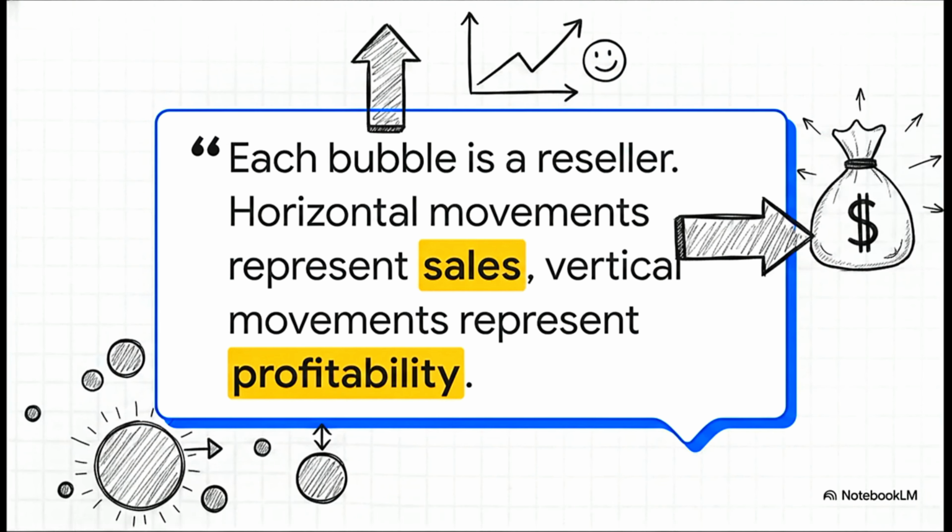So what are we actually looking at here? Well, each one of those bubbles on the screen is a reseller. And as the animation goes, you'll see them move and change. If a bubble gets bigger, that means they're selling more stuff. If it scoots over to the right, their sales dollars are going up. And if it starts floating upwards, that means they're getting more profitable. It's like a whole business report in one simple moving picture.